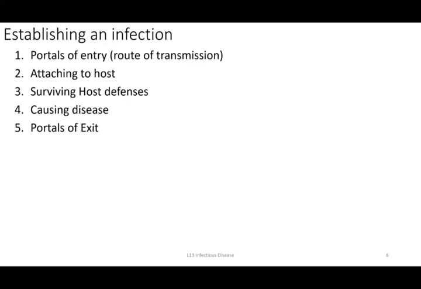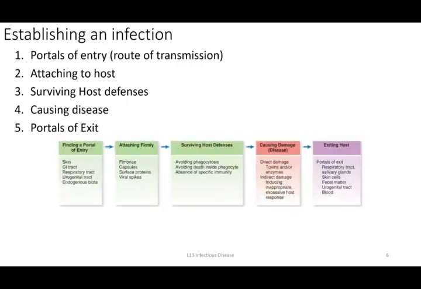So when we talk about an infection, there are several steps involved. That's kind of a circle of infection. If you think about how a disease can be transmitted from one person to another, so to speak, there are going to be these steps. And there are 5 that are listed here.